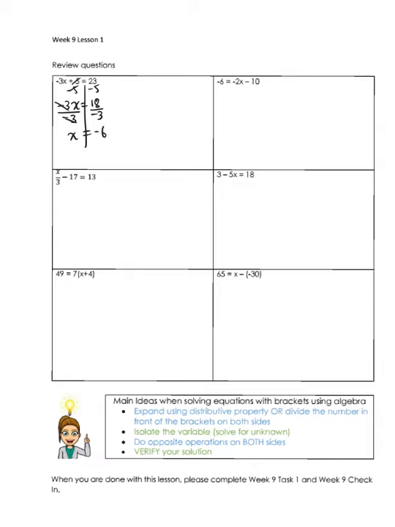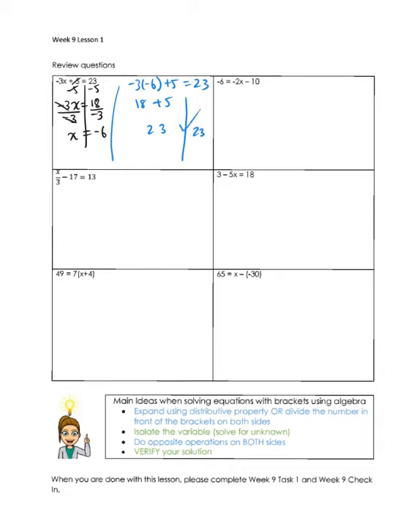Okay, I'm not done yet because I need to verify my solution. So to verify, I rewrite my equation. And I'm just going to do one side first when x is equal to negative 6. Negative 3 times, oh sorry, I rewrote the question wrong. Okay, I'm just going to rewrite this. I have negative 3 times negative 6 plus 5 has to equal 23. Let's deal with the left side first. That's 18 plus 5. That gives me 23 on this side and 23 on the right side. So that means my answer is correct.